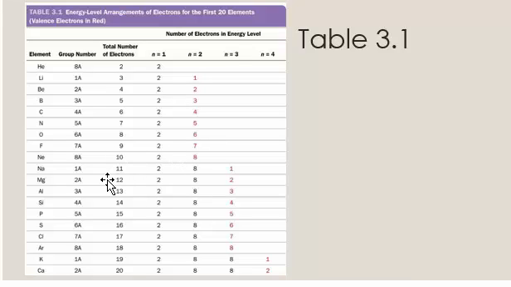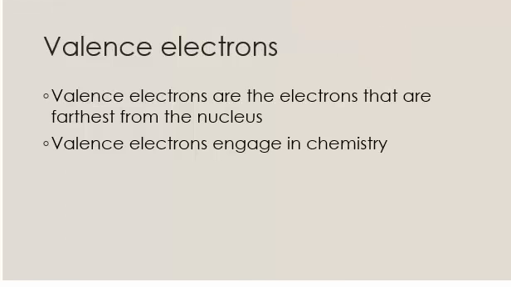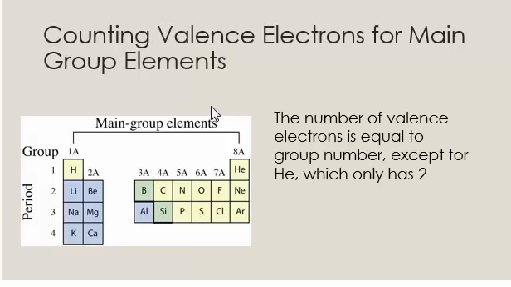Sodium, which has 11 electrons, has the first and second shells filled and then 1 electron in the third shell. The electrons that are in the highest shell are known as valence electrons. Valence electrons are really important to chemists since these are the electrons that engage in chemistry. We are mostly concerned with the valence electrons from main group elements and more specifically the valence electrons of nonmetals.